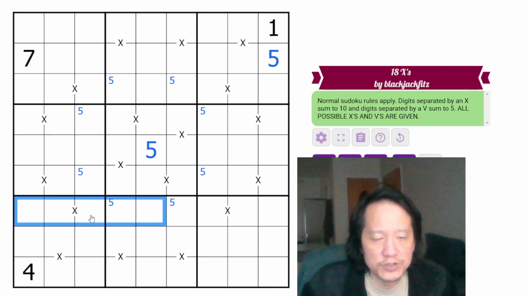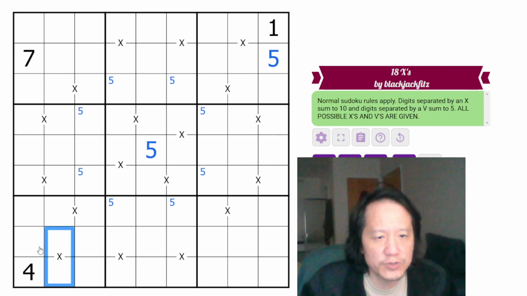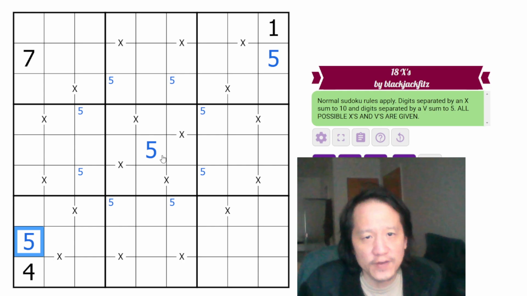Similarly here, where is the 5 in box 7? It can't be here because of the 5 in these two cells. Can't be here because of the 5 in one of these two cells. And it can't be next to an X, so it must be here. So this is a 5.